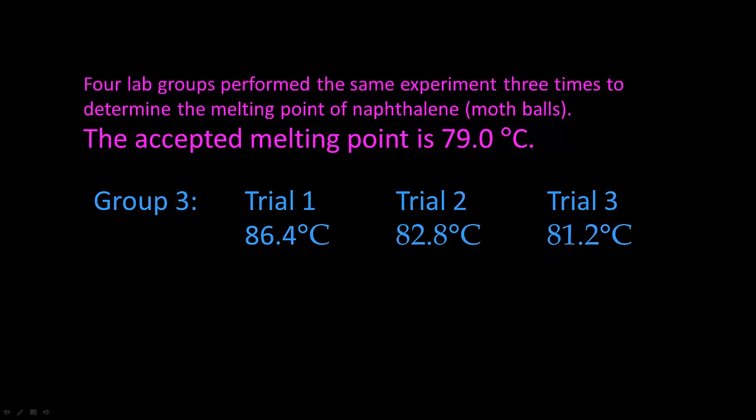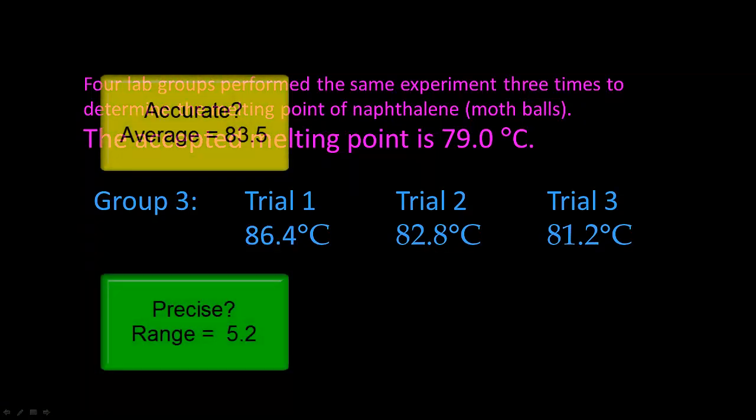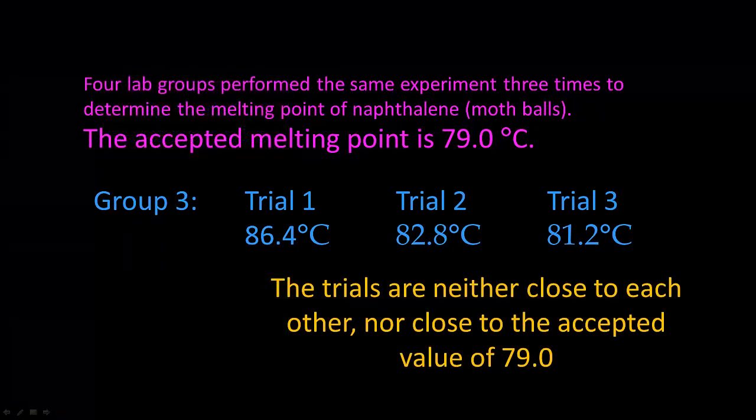Is Group 3's data accurate? Remember, accurate is the average close to the accepted value. Here we are taking our 1 degree, plus or minus 1 degree. The trials are neither close to each other nor close to the accepted value of 79, so they are not accurate and they are not precise.